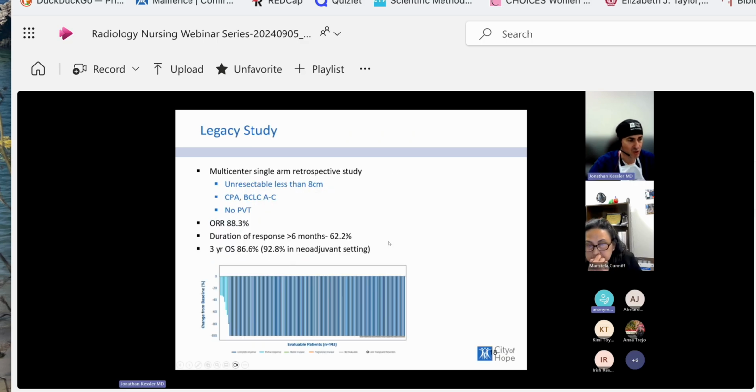So how well does radioembolization work? It works actually really, really well, right? So some new data has been slowly accumulating over the last 5 to 7 years or so. This is just one example of that. This was called the Legacy study.